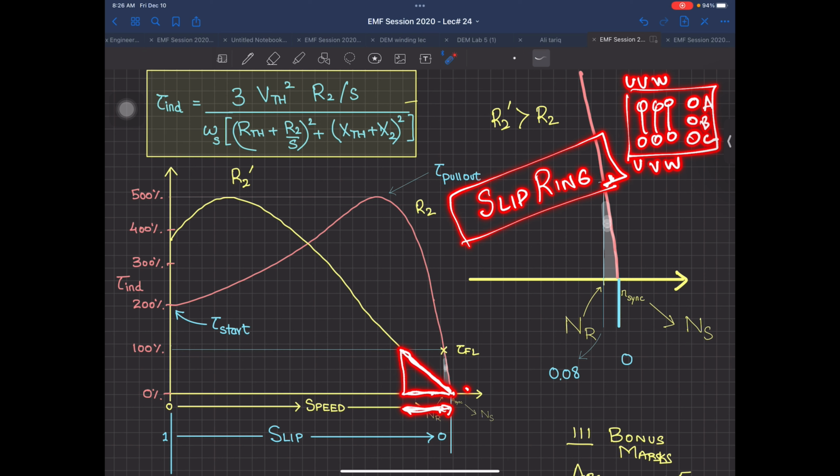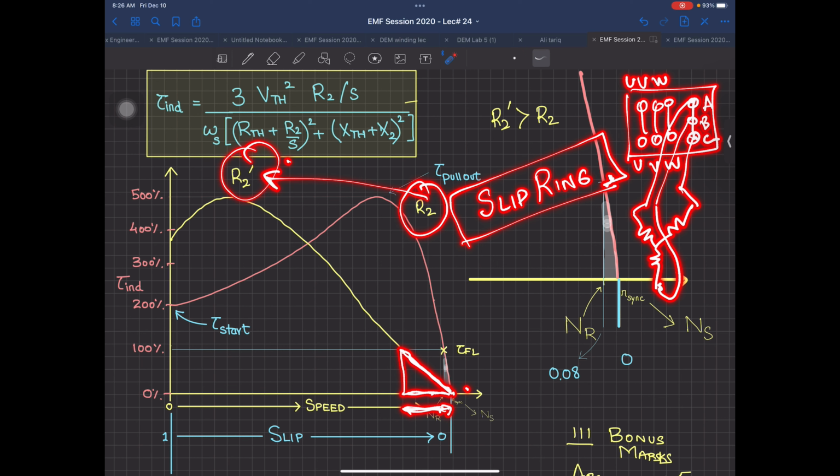If you have seen that machine, you must have performed an experiment. So what you normally do is short this A, B, and C. When you short them, you make it like a cage machine, which means a squirrel cage one. But if you don't short them and you take out these 3 wires and connect a variable resistance like this in Y configuration, you can actually change the rotor resistance. So when you change the rotor resistance, you are going from this R2 to some value of R2 dash.